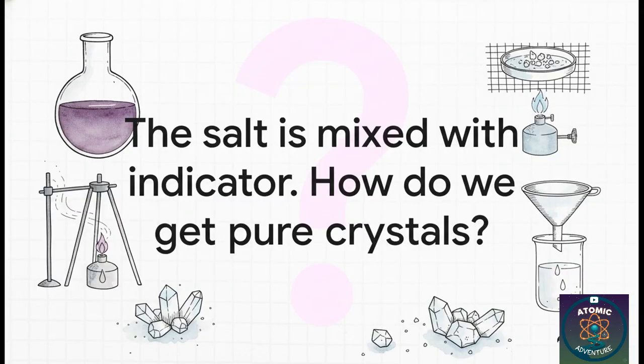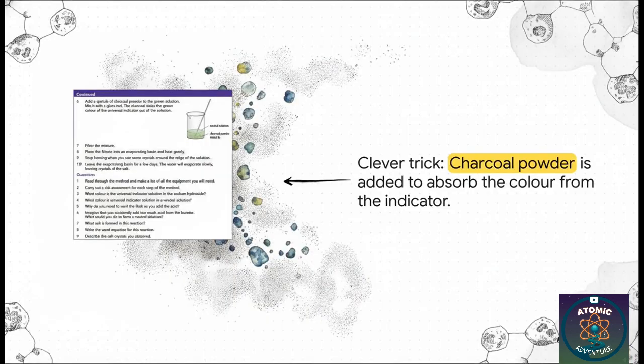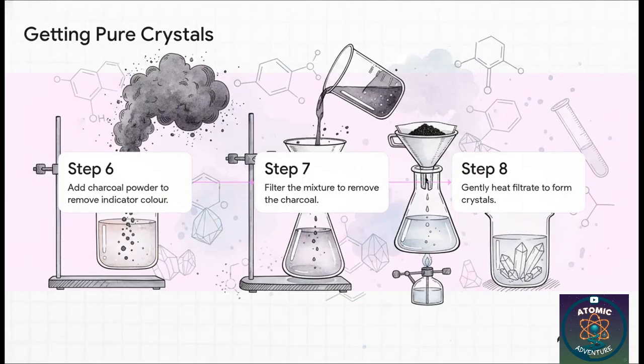Okay, but this leads to a classic exam question. We've made our neutral salt solution, but now it's got a color from the indicator. So how do you get rid of that color to end up with pure white salt crystals? And here's the clever trick: charcoal powder. The charcoal acts like a sponge, but for color. The molecules of the indicator get trapped in the charcoal, which pulls all the color out of our salt solution. It's pretty neat. So after adding the charcoal, you just filter it out, the same way we filtered the excess carbonate in the first method. After that, the final steps of gently heating the solution and letting it crystallize are exactly the same.